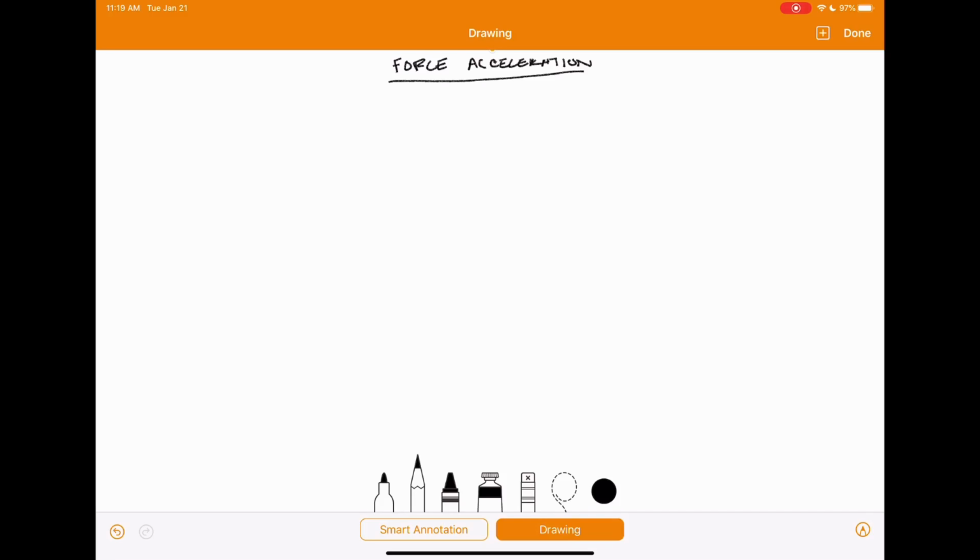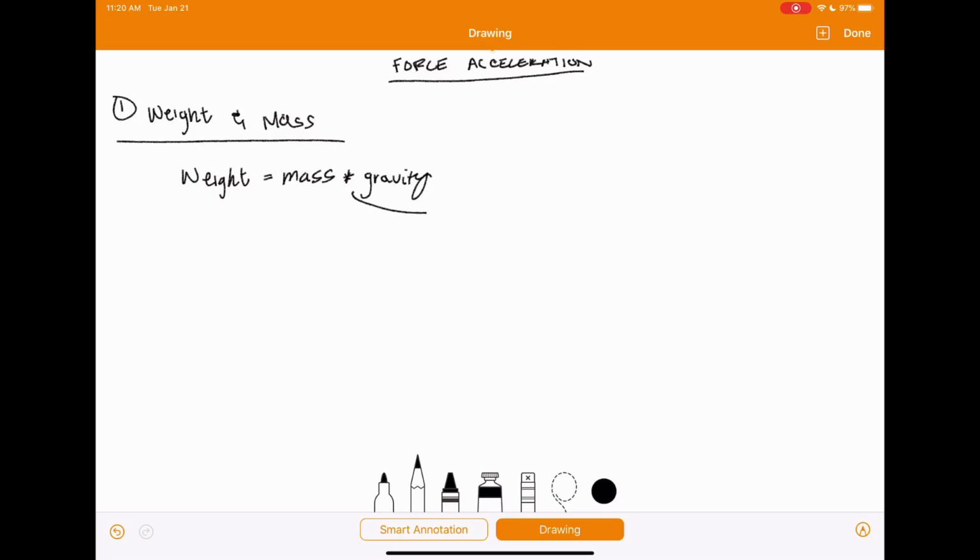All right, so the first thing we're going to go over is the difference between weight and mass. All right, they are different. I feel like in everyday life when we use them, we kind of interchange them to mean the same thing, but they actually do have different meanings. So the weight of an object is actually equal to its mass times gravity of whatever location you're at.